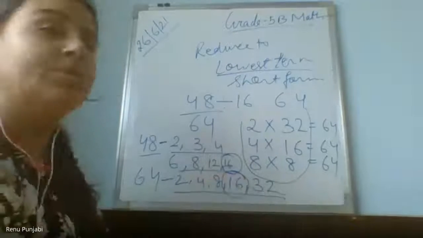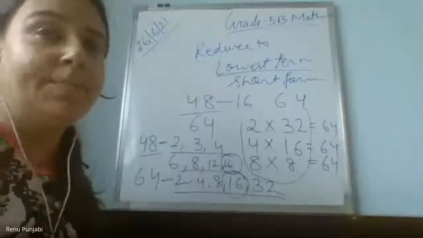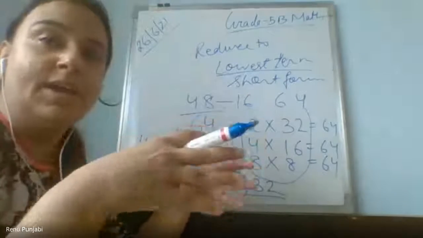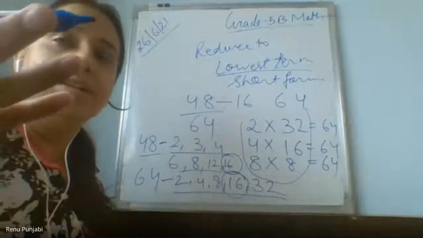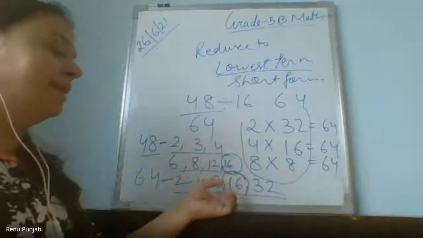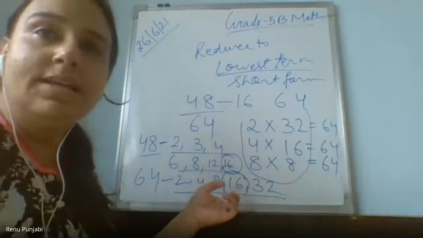32 तो है ही नहीं दोनों में ना, एक में ही है, तो it cannot be common. Common क्या होता है? What is common? Which both the numbers are having. You also having, I am also having. That will be common. But here the highest common is 16. So in this case, what you will do?